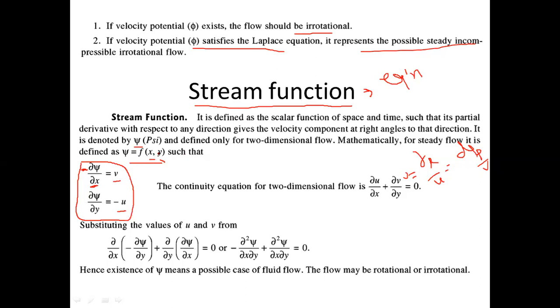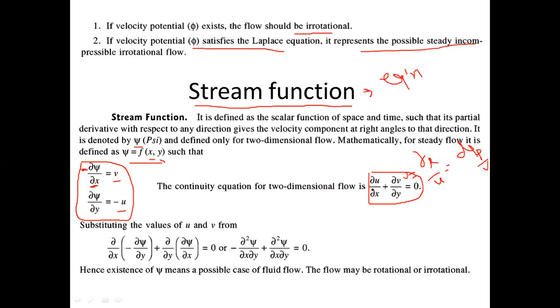And if psi exists, if there is a value of psi, to check whether it's a flow, this psi should satisfy the continuity equation. And you know what is the continuity equation in 2D? This is the continuity equation: del u by del x plus del v by del y is equal to 0. So this psi should satisfy this equation.